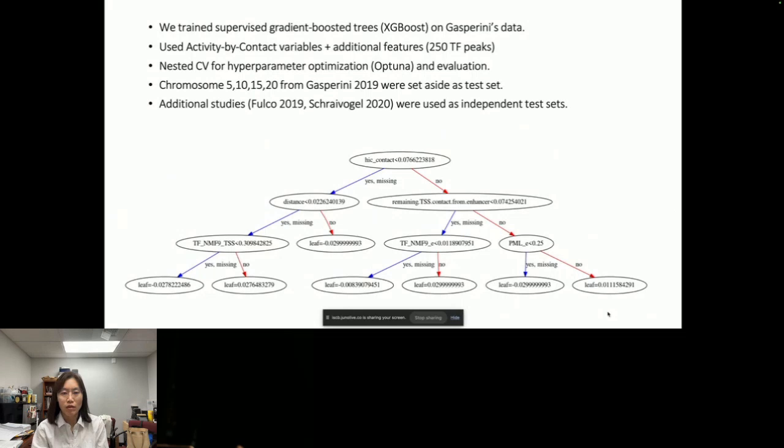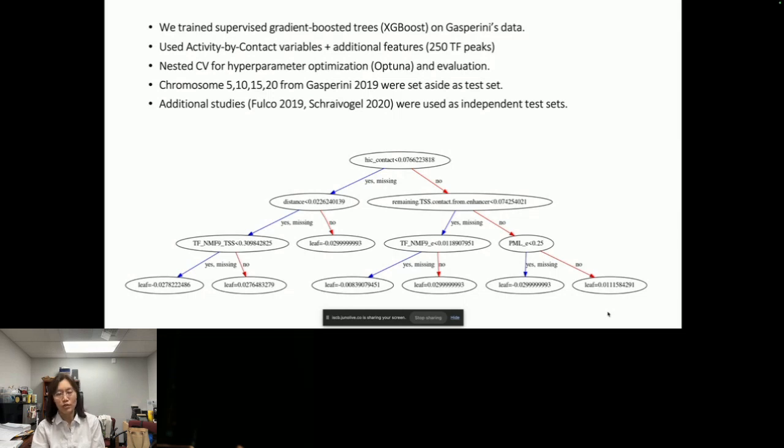Unlike the ABC model, which is an unsupervised model, we used supervised gradient boosting to train the model on the Gasparini data. The features that we included in the model were the variables that were included in the activity-by-contact model. In addition, we had several more kinds of histone modification data, and then we had the transcription factor binding assays done by ChIP-seq from ENCODE on the enhancer side and the promoter side.